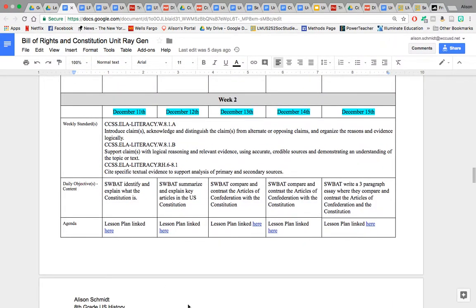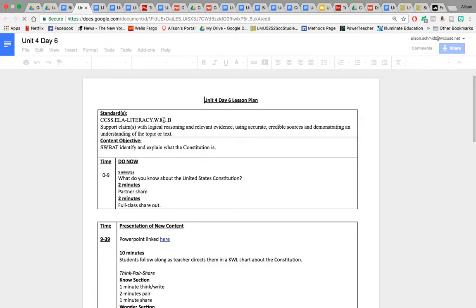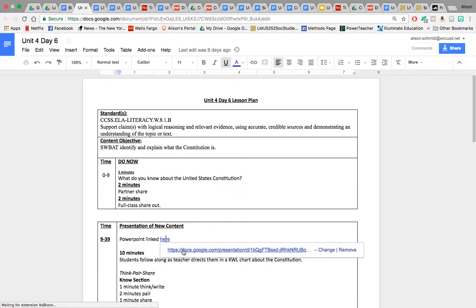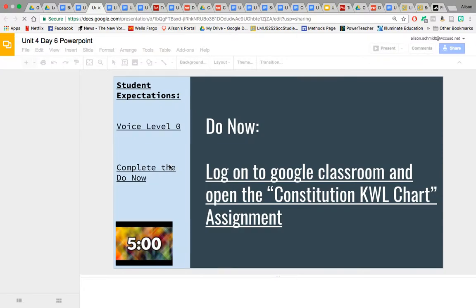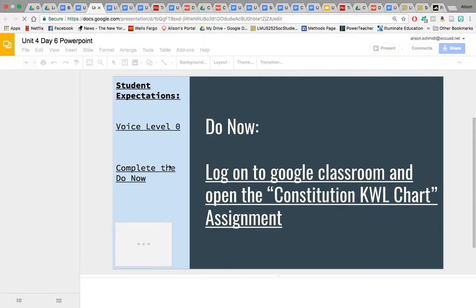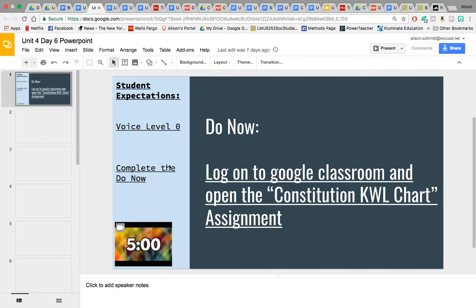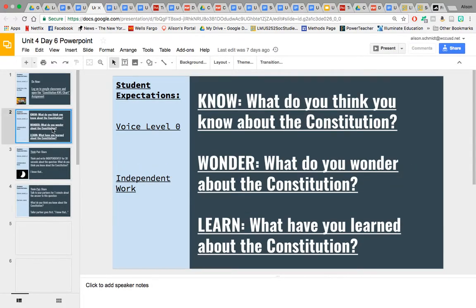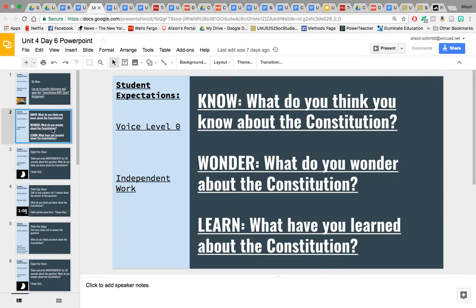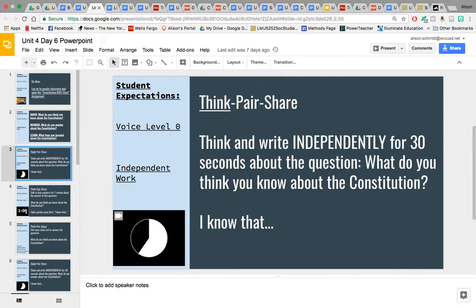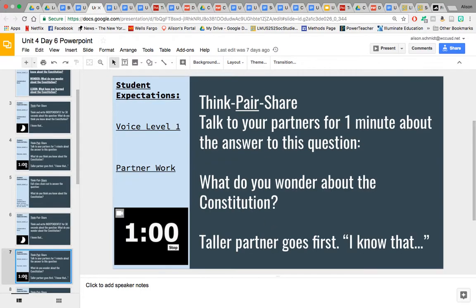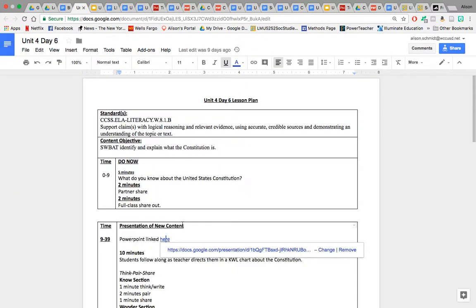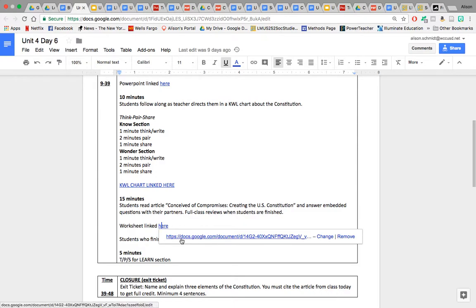And then moving on to the next week, we did this on Monday. I thought this went well. This was an introduction to the KWL chart. The kids hadn't done one with me before, so we started, okay, what do you know about the Constitution? So here's the PowerPoint I presented. This was the beginning of the time when they were using tablets, so a lot of my do-nows were just very much like, figure out how to get on the internet. And then I introduced them to what the KWL chart is, know, wonder, learn. They think, pair, share for the know and wonder, and then we read an article, which I can pull up as well.